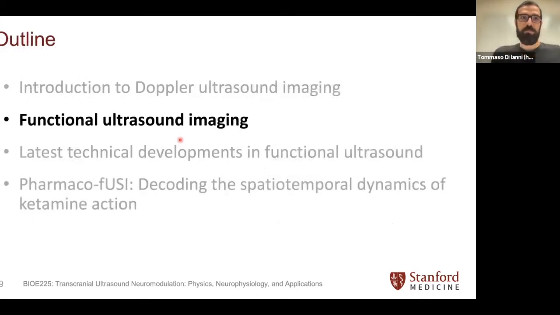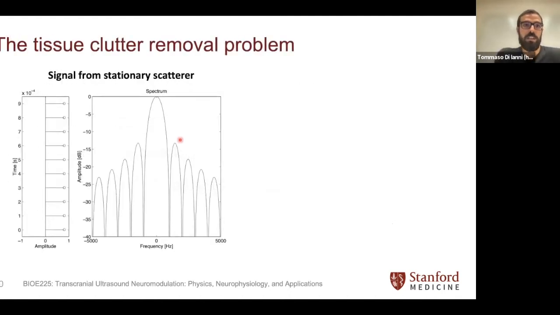Okay, now we have a basis to understand how Doppler imaging works, and we can move on to dig a little deeper into the functional ultrasound part. To understand why functional ultrasound emerged only relatively recently, the first paper was published in 2011, so it's a relatively recent development. While we have been able to do blood flow imaging with ultrasound for over 50 years now. So to understand why only now we are able to do what we're doing with functional ultrasound, we need to look at the tissue clutter removal problem.